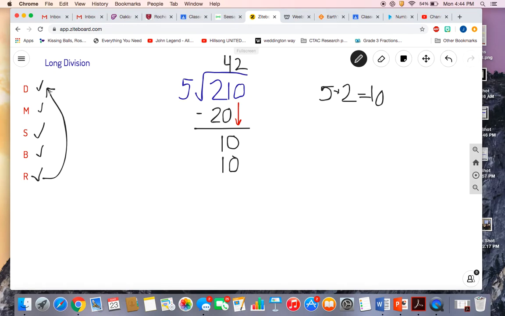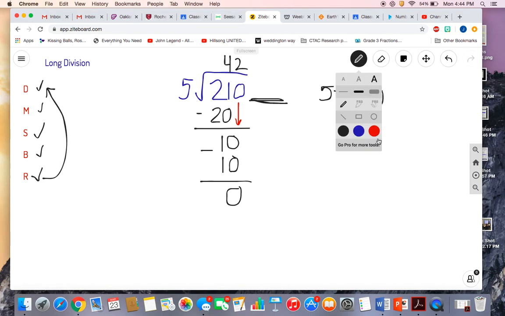So I just did division, I just did multiplication. Now I'm going to do subtraction. 10 minus 10 is 0. And I don't have any other digits left to bring down. So I am all set, and my answer here is 42.